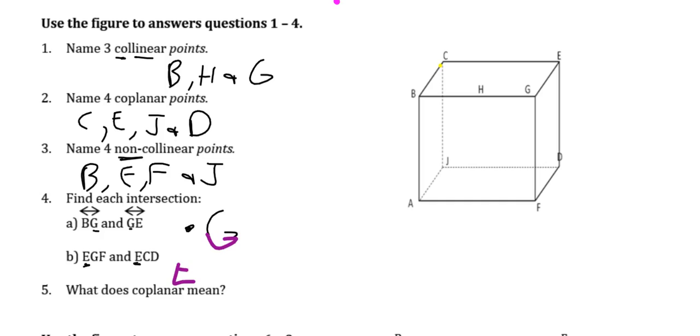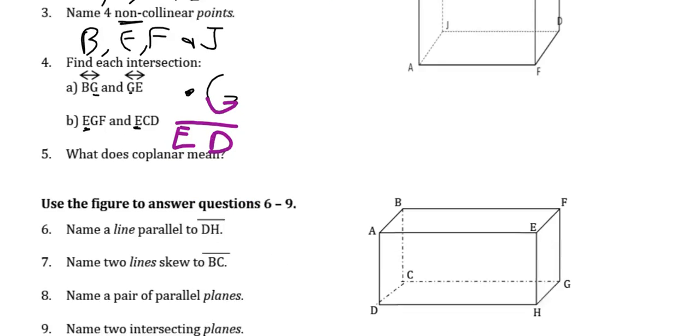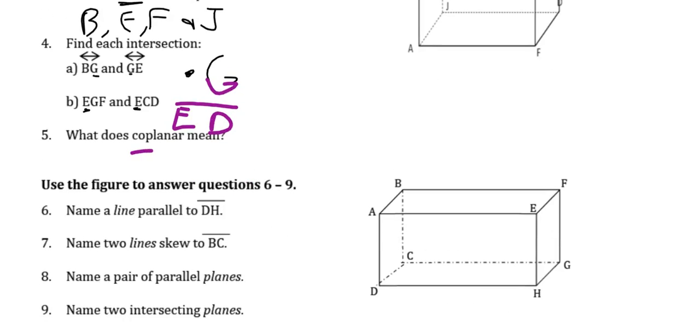So ED. All right. Now, what does coplanar mean? Like collinear, on the same plane. That's all it means.